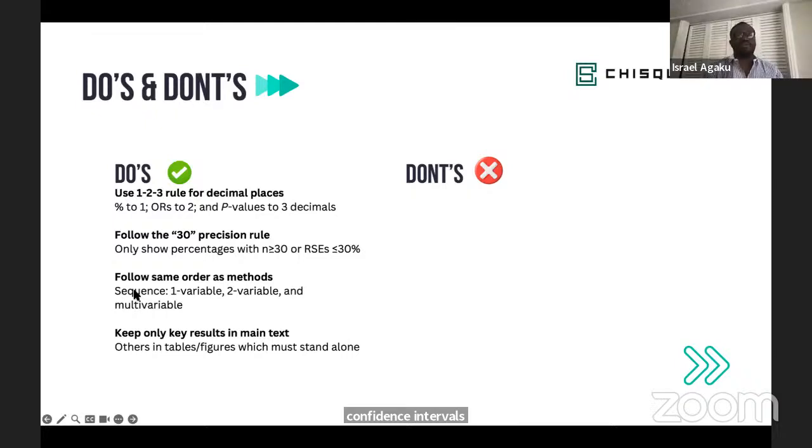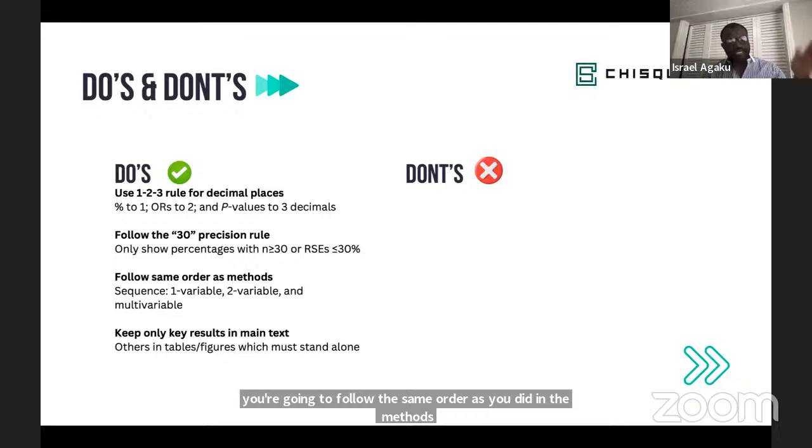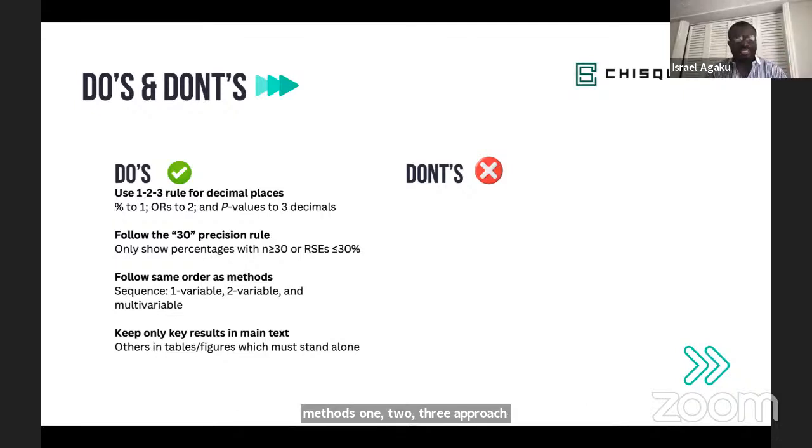Again, you're going to follow the same order as you did in the methods. Methods, 1, 2, 3 approach: 1 variable analysis, 2 variable analysis, 3 variable analysis. That is the exact same way you're going to report your results. 1 variable analysis, 2 variable analysis, 3 variable analysis, each of which will be a paragraph of its own.